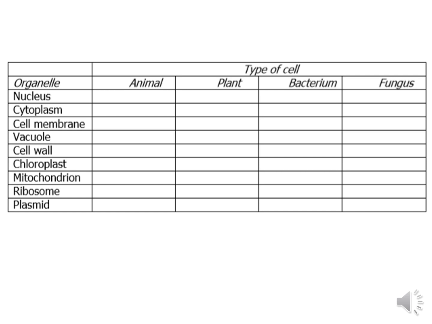Do we find them in an animal cell? We do. Plant cell? We do. Bacteria? No, we don't. Too primitive. Fungus, which is yeast? We do.